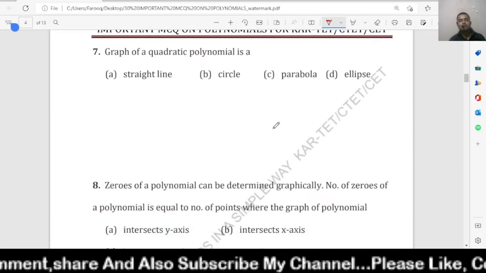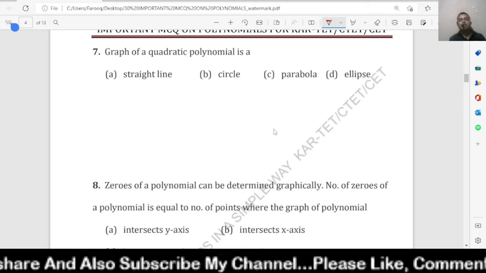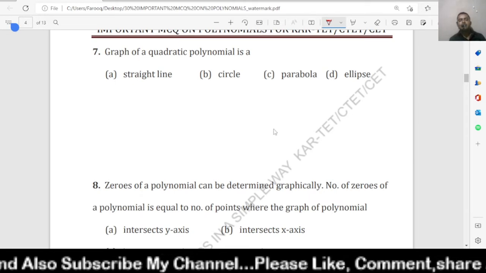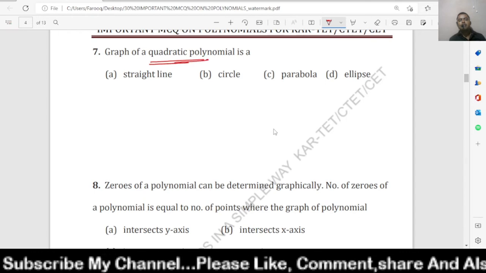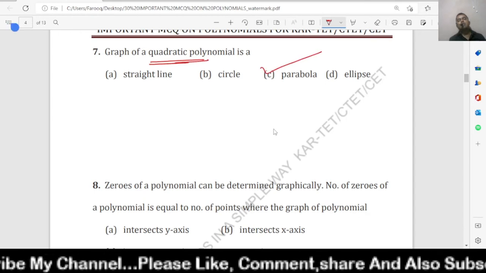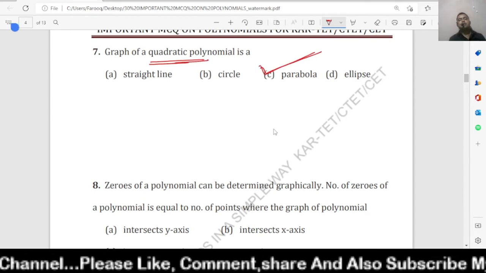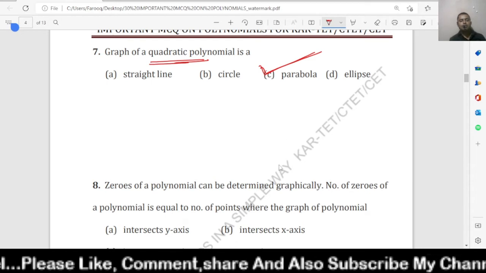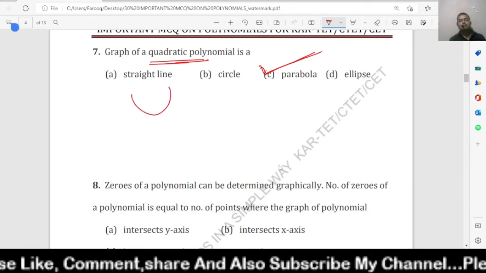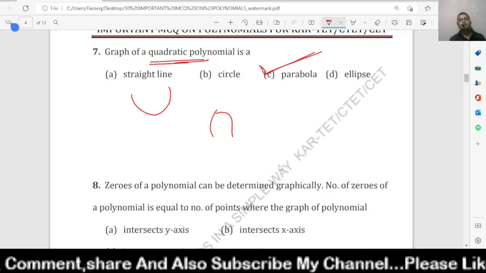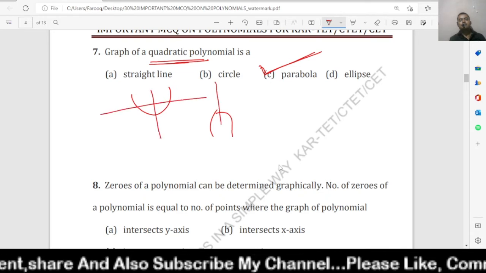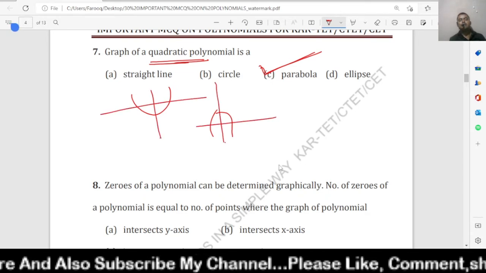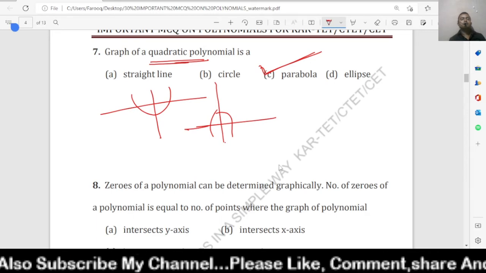Question number 7. The graph of the quadratic polynomial is always a parabola. Always parabola. Parabola means in this manner, and in this manner. Yes, this is the parabola. Yes. Next.